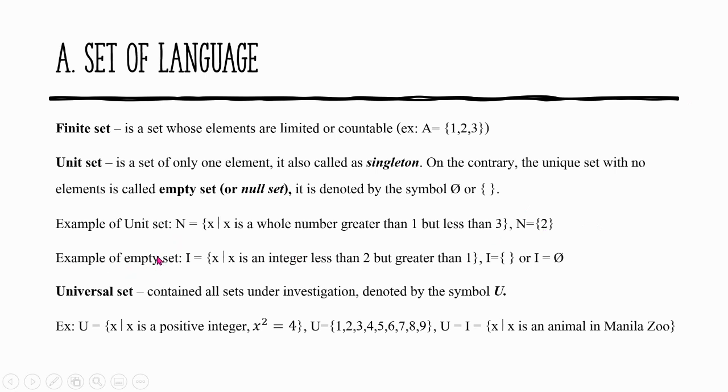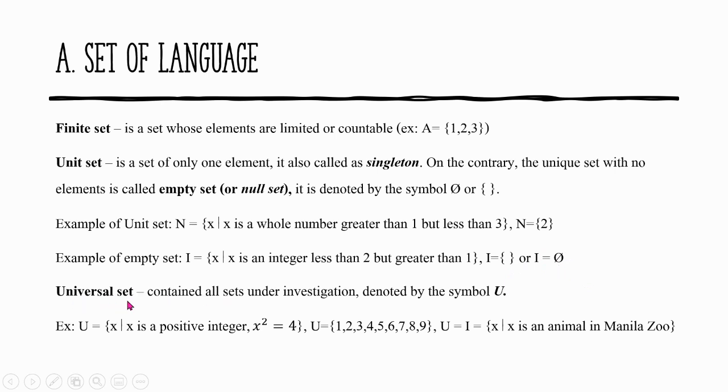Another example, for the empty set. Let I be the set of x, such that x, which is your element, is an integer less than 2 but greater than 1. Take note, class: x is an integer less than 2 but greater than 1, wherein you cannot find any integers between 1 and 2. So that is 0 or nothing. So your set I here is null, or this symbol.